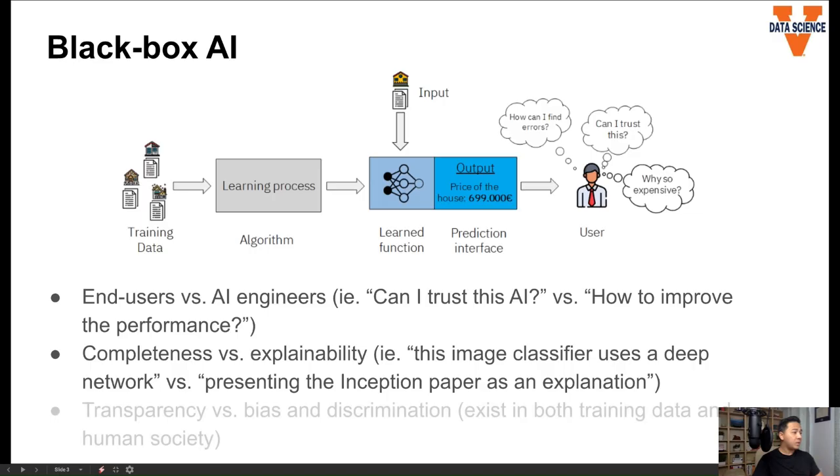And finally, as with all things in society, there is transparency versus bias and discrimination. If the AI is a black box with no transparency, there is also a chance for it to make biased or discriminatory decisions if that exists in the training data.